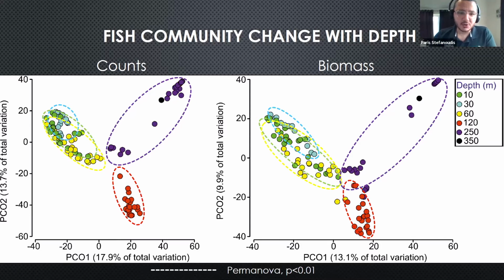Now, the skeptical among you might think there isn't necessarily a clear distinction for some of the groups, and that might be true, but I want to make you aware that a PCO plot, a principal coordinate ordination plot, is a 2D representation of how communities are related to each other. We also ran a PERMANOVA, and all of these distinct clusterings were statistically significant. That's why we draw these circles around the different groupings. So, distinct communities at depth for the fish.